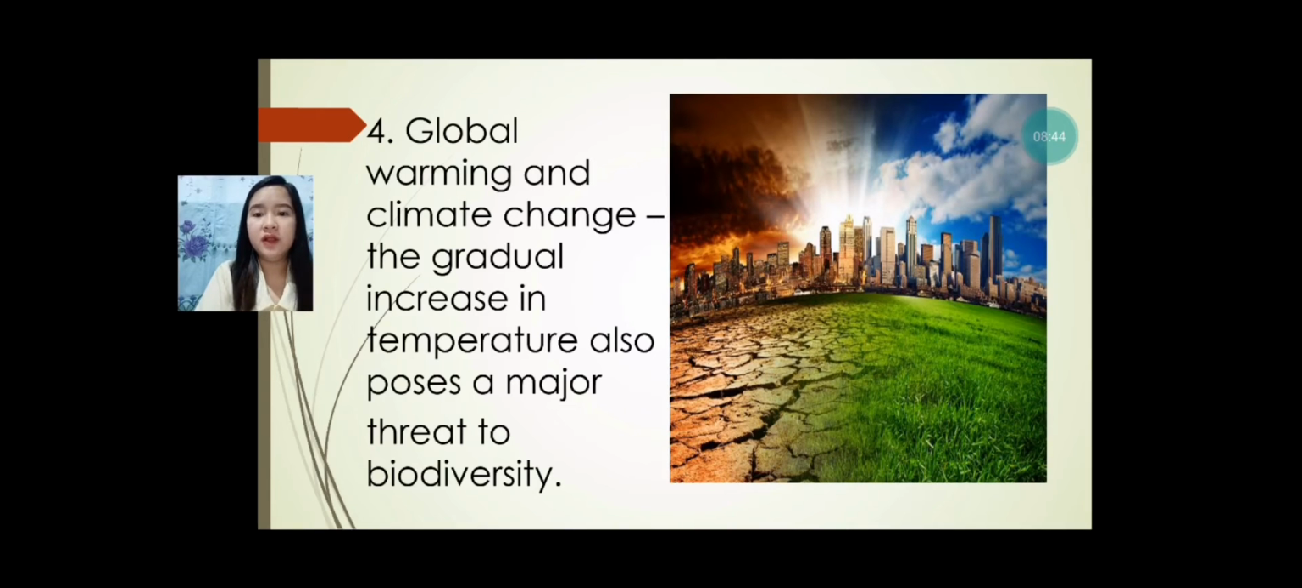Number 4 is global warming and climate change. The gradual increase in temperature also poses a major threat to biodiversity. Melting of icebergs in the polar regions leads to sea level rise and loss of habitat of animals such as polar bears. Drastic changes in climate, extreme weather conditions, and grass and forest fires are some of the impacts that we are currently experiencing.